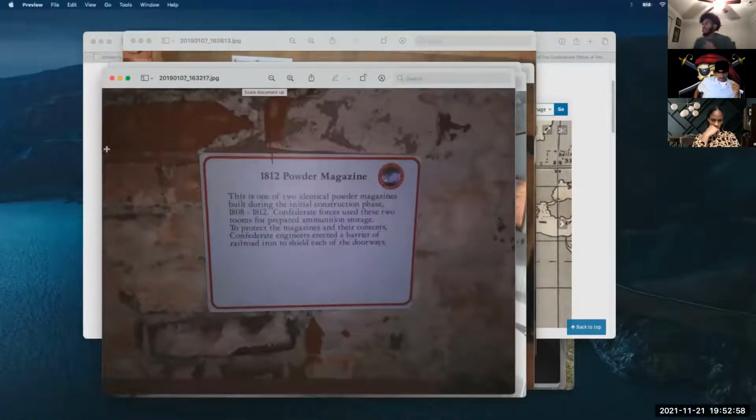This is one of two identical powder magazines built during the initial construction phase, 1808 to 1812. Confederate forces used these two rooms for prepared ammunition storage. To protect the magazines and their contents, Confederate engineers erected a barrier of railroad iron to shield each of the doorways. So this is at the beginning of the First Seminole War. We can see they were already stopping trade as early as 1812, 1808. Correct. Wow.